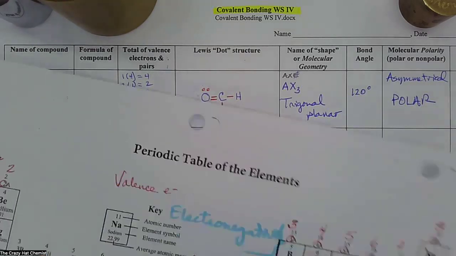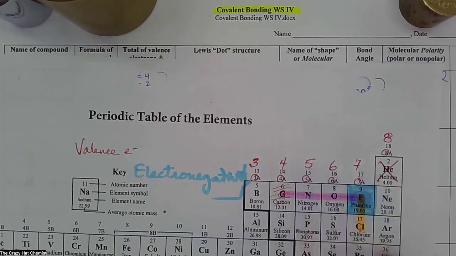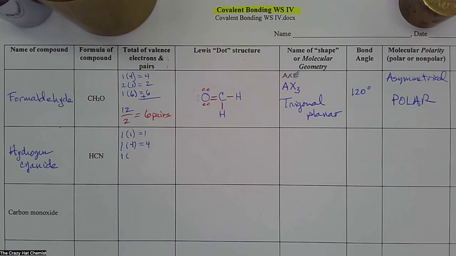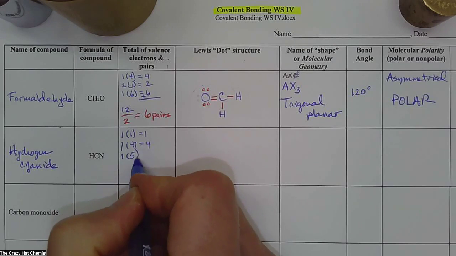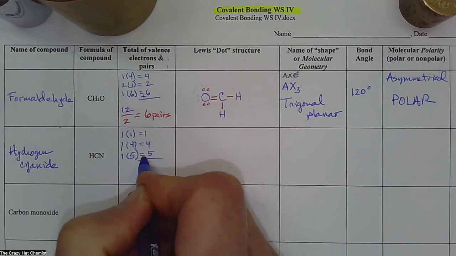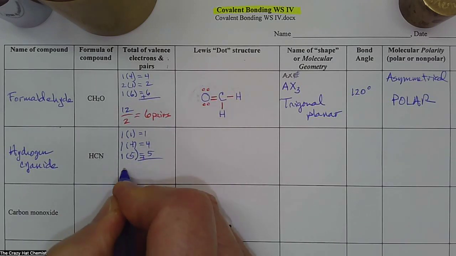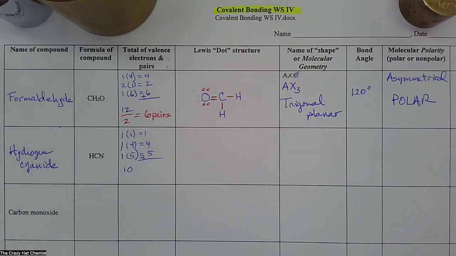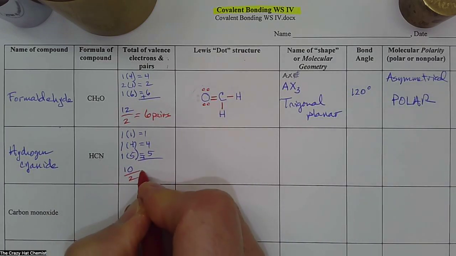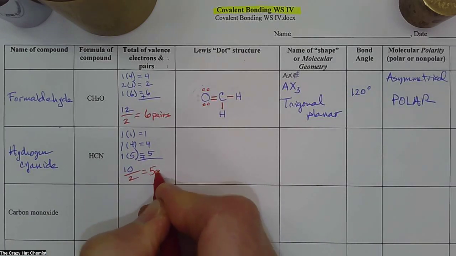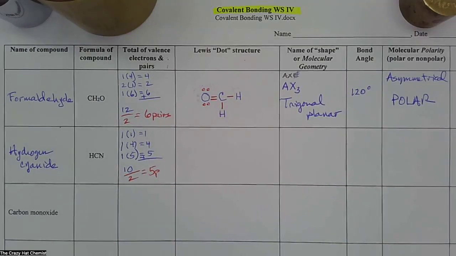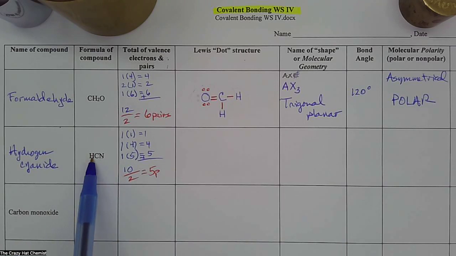How many valence electrons in nitrogen? That's 5. Okay, we're going to add all these up. What do I get? The magic number of 10. And as always, the Crazy Hat Chemist tells you to divide by 2, and that will give you 5 pair. All right. Now, the least electronegative element goes in the middle, but never hydrogen. So I'm going to skip the hydrogen.